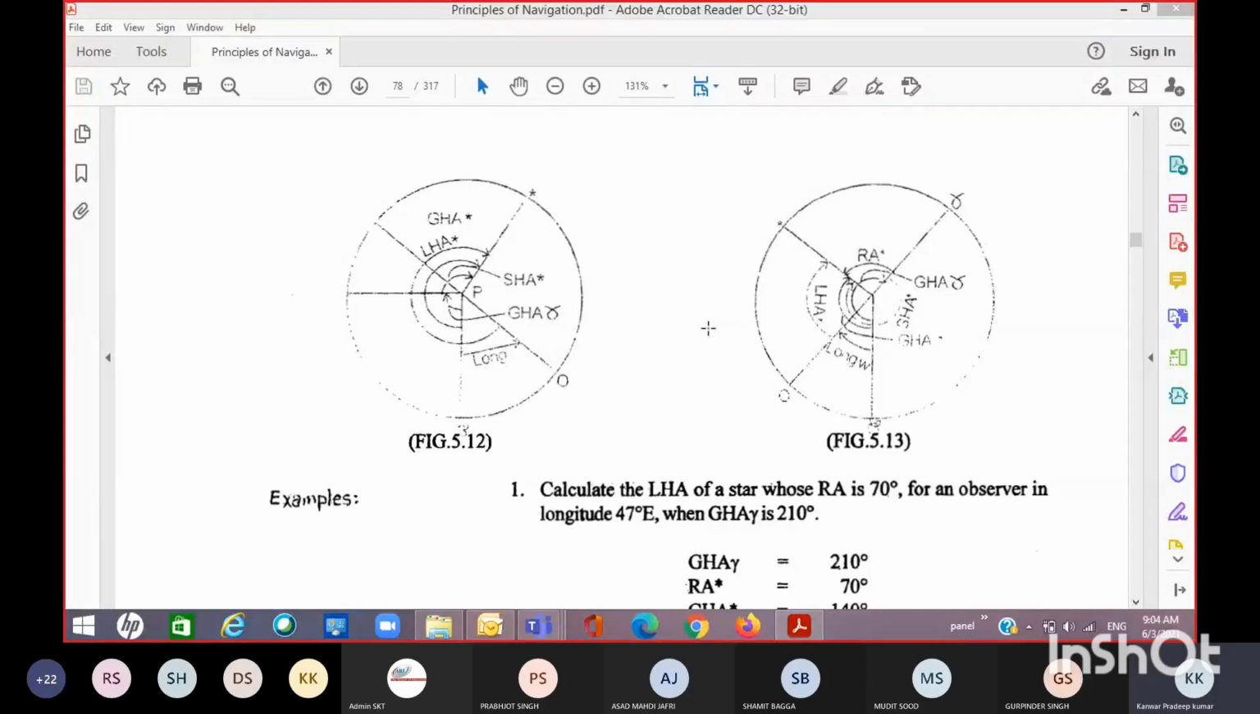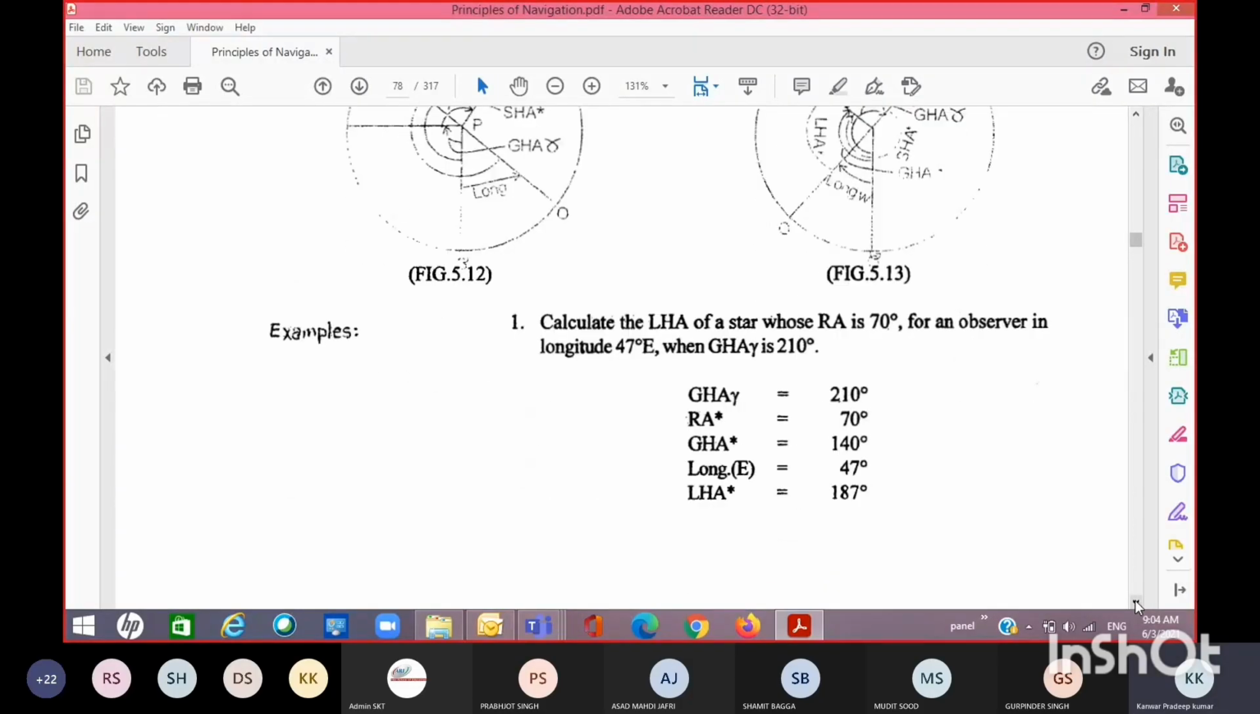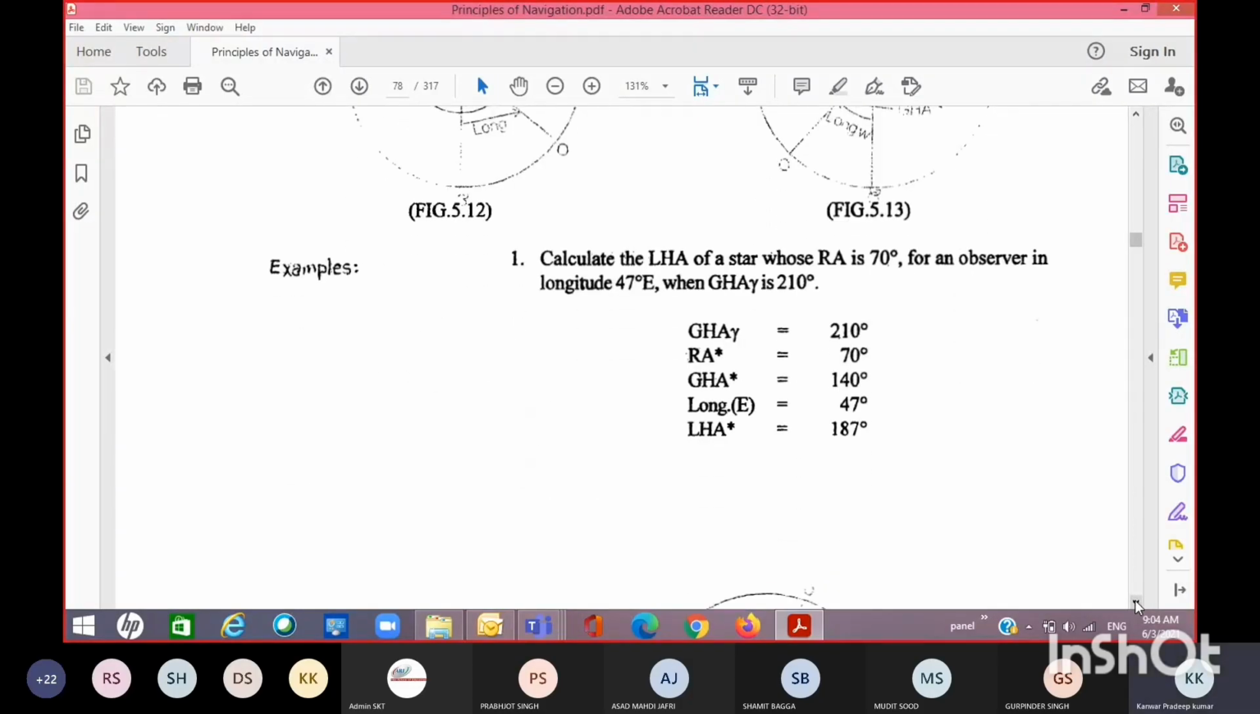Can you all see the screen over here? Figure 5.12 and 5.13. Yes, sir. So we'll do this question.